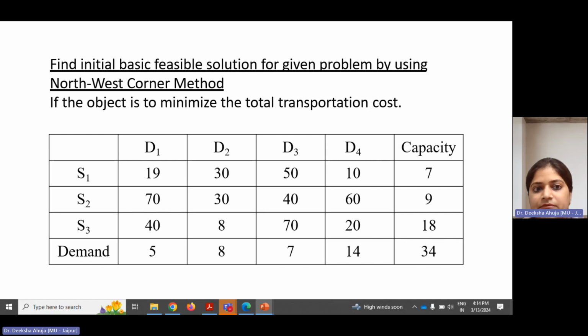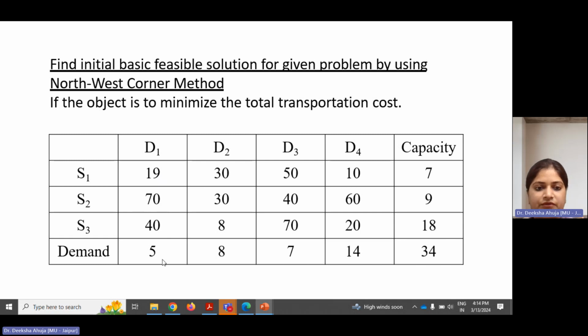As the method talks about the northwest corner, in this question the northwest corner is the cell S1, D1. So the first allotment will be done in this cell only. Here the demand is 5 in D1, and the capacity in S1 is 7. So the maximum allotment that we can do is 5, because 5 is the lowest value and 7 is the highest value.